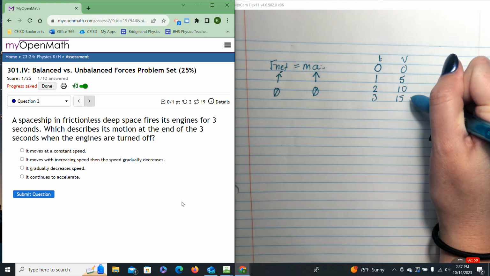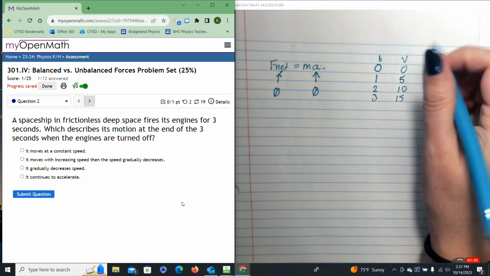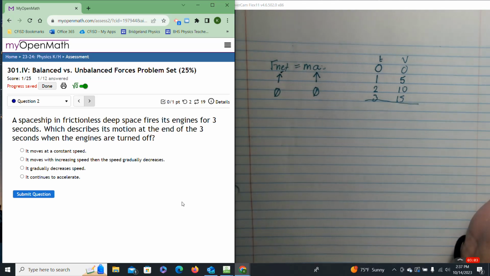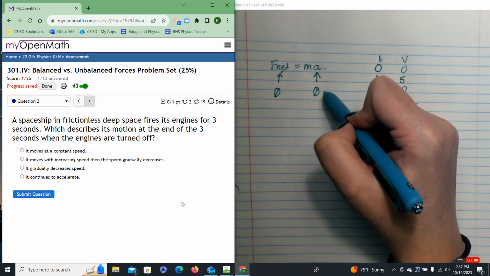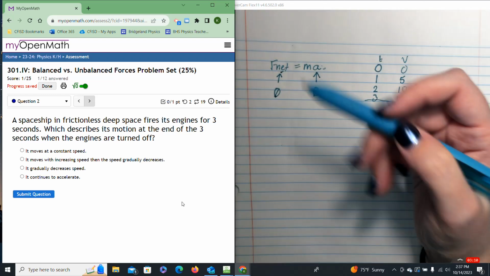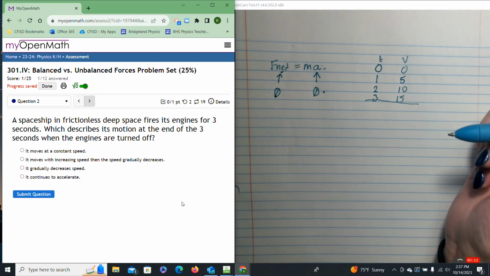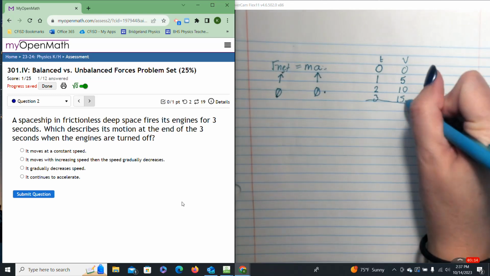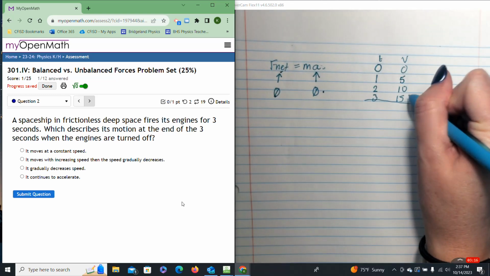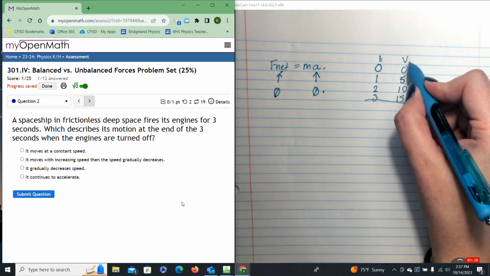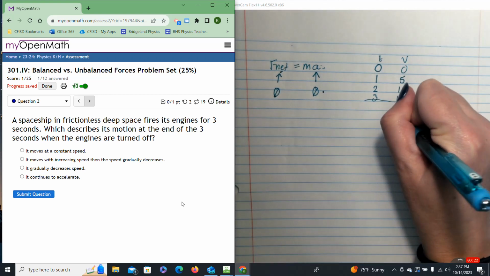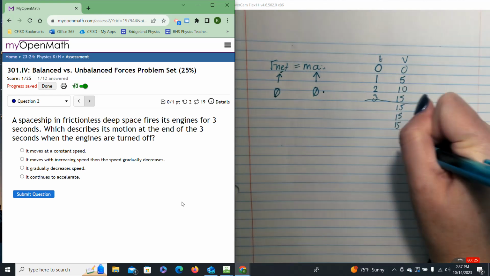However, once the engines are turned off, so let's say right here, the engines get turned off. Now your net force is 0. Now you're no longer accelerating. And so again, no longer accelerating doesn't mean you stop. Okay, in fact, if they were to stop from here, that would be accelerating. No longer accelerating means the velocity doesn't change. So it would be 15, 15, 15. It would be 15 the whole time.